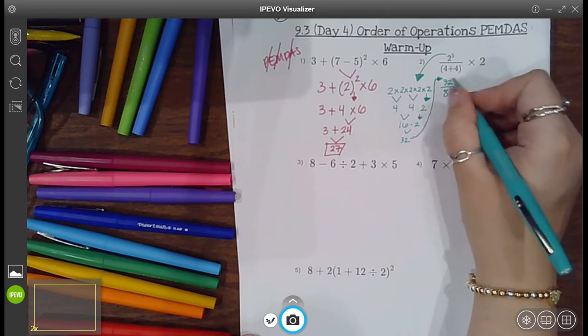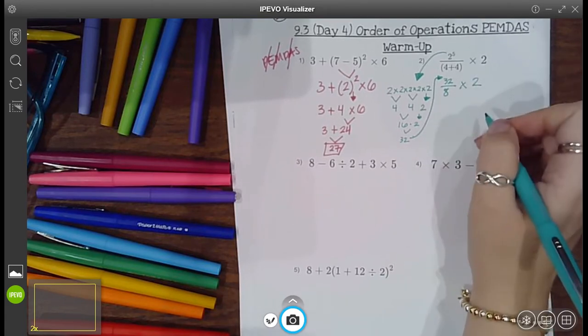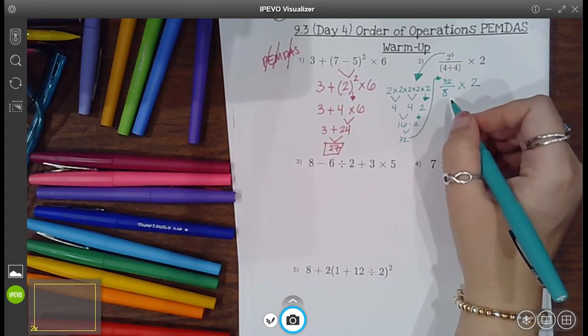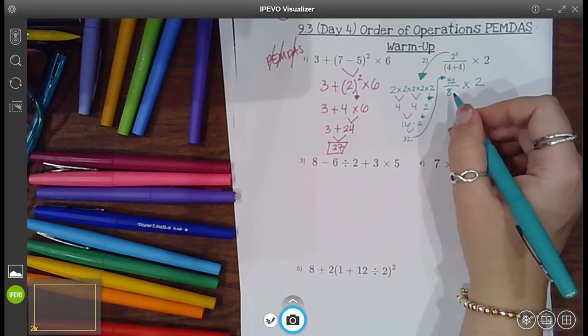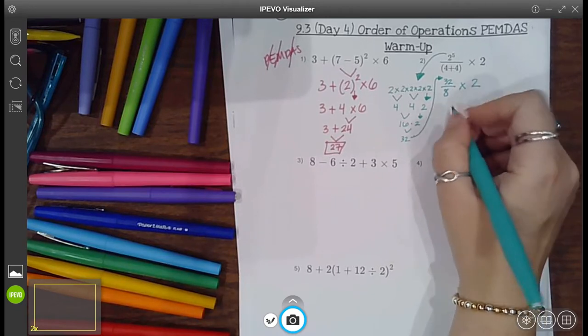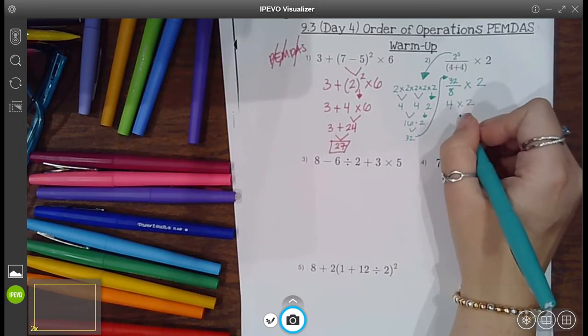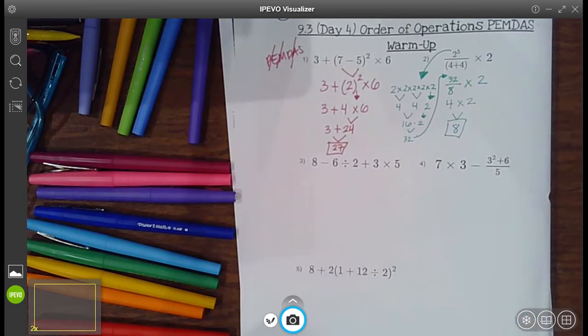Okay, now I have this simplified to one single number over one single number. And then before I can multiply, I have to do this division because a fraction is division, right? It's the top divided by the bottom. So 32 divided by 8 is 4. And then 4 times 2 is 8. Okay, that one looked pretty scary. So if you got that one right, good job.